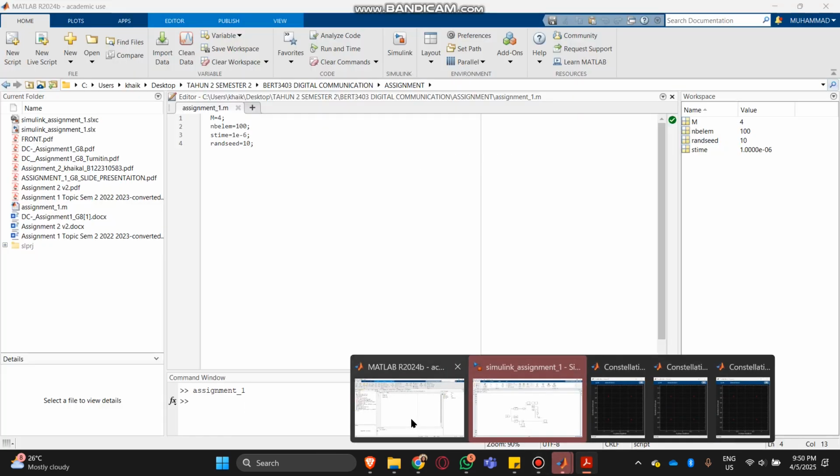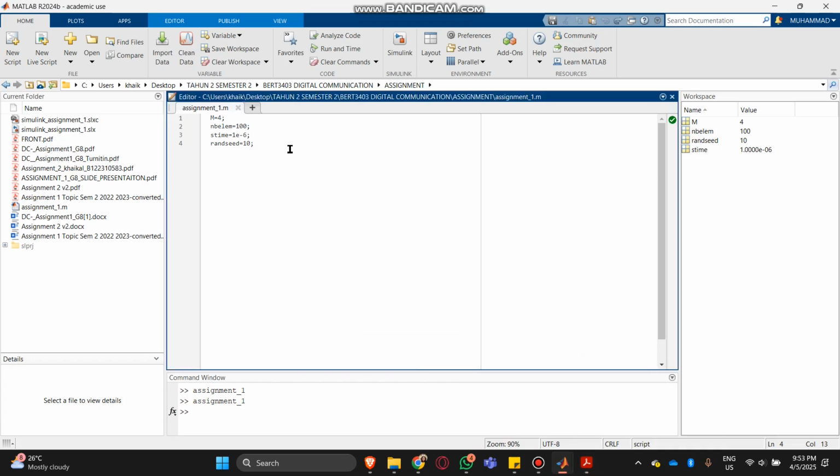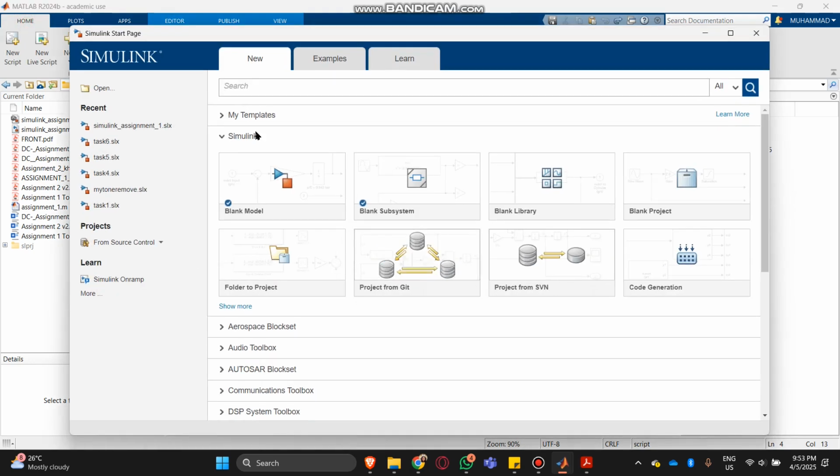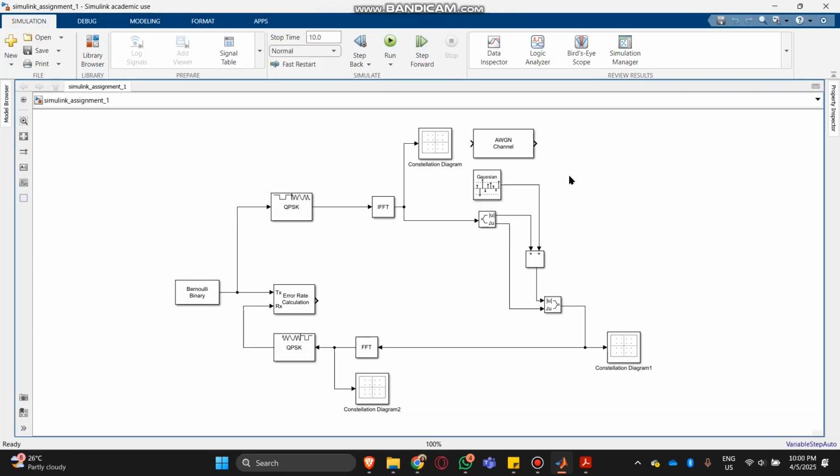Okay, first we need to assign the MATLAB settings, which is M equals 4. Next, for the bit rate and sampling setting, time as 1e-6. Next, set the input configuration to 10. After that, we push the run button. Next, go to Home and then Simulink. Okay, I already done the circuit.